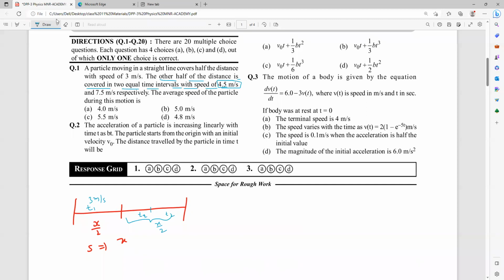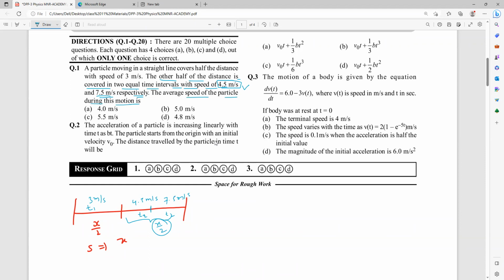In that remaining half, he traveled with 4.5 meter per second for one interval and the remaining distance with 7.5 meter per second. Is it okay, everybody? The other half of the distance is covered in two equal intervals of time. Now they are asking what is the average speed of the particle during this motion.